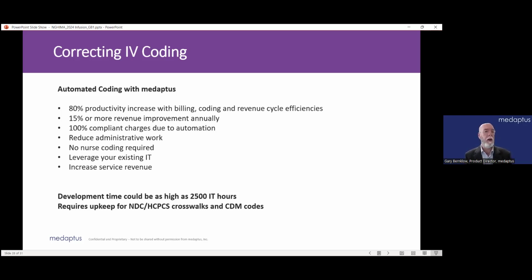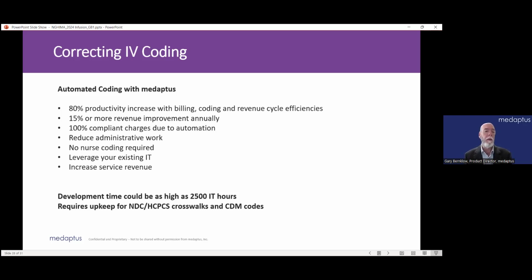You can develop this yourself. The coding for infusion outpatient services is very mathematical and it's very strict. So you can program it yourself. We did this about 4 years ago, and it took us a good year to make sure it was accurate. So we estimate that if you do this, you could be looking at about 2,500 IT or programming hours to get this done. And even then, you have to remember that those NDC HCPCS crosswalks are updated almost weekly, and we update ours in our system every month to make sure we're accurately grabbing new codes.